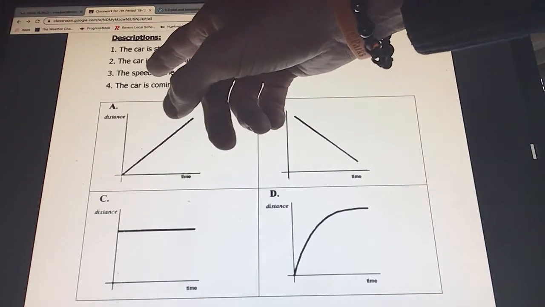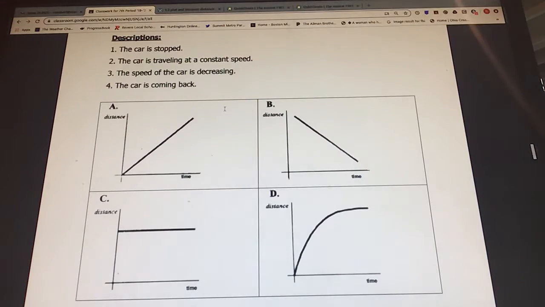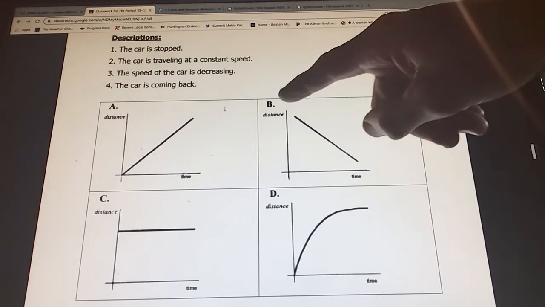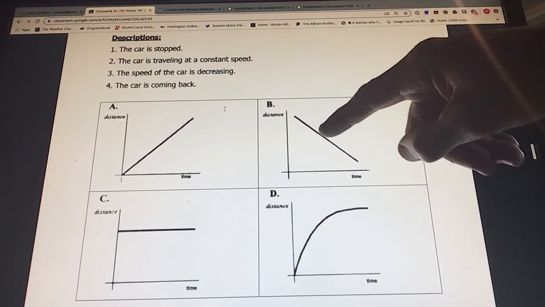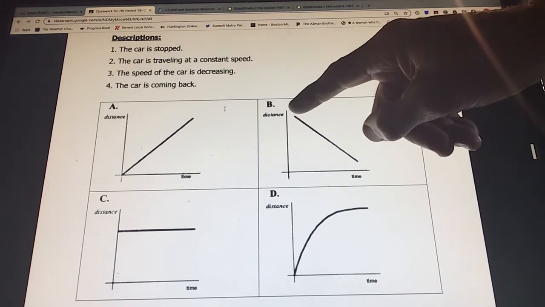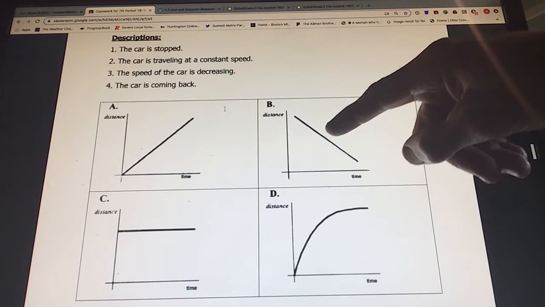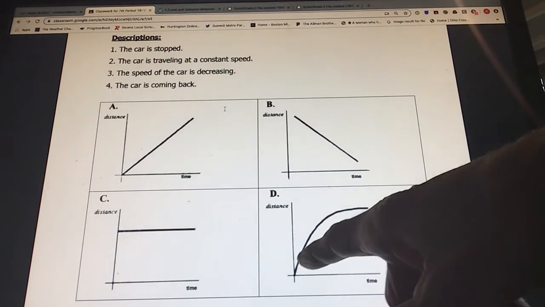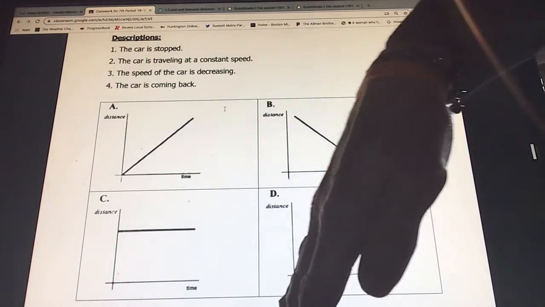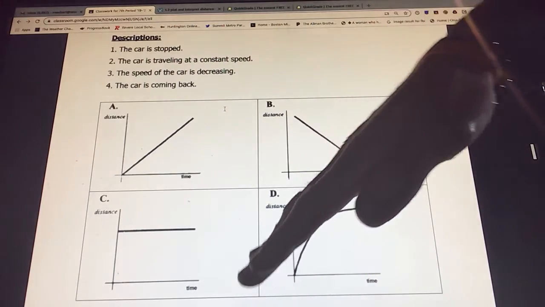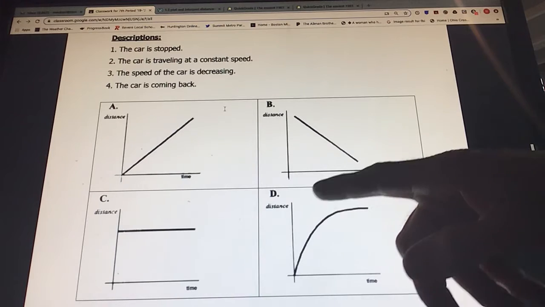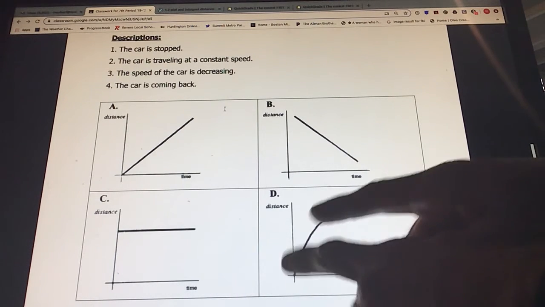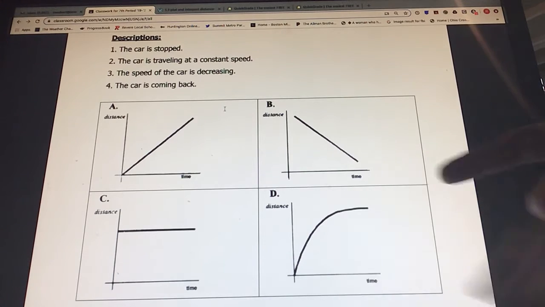Number 3, the speed of the car is decreasing. You would think that this one is decreasing, but it's not the speed that's decreasing, it's the distance that is going down, okay? It's 5 meters away, 4 meters away, 3 meters, 2 meters, 1 meter away. So the distance, so that's not it. This one, which I touched on briefly, it's a steep angle here. It starts to flatten out as the object is plotted from here to here, from point to point. It's really fast here, really slow here, almost stopped here. Okay?